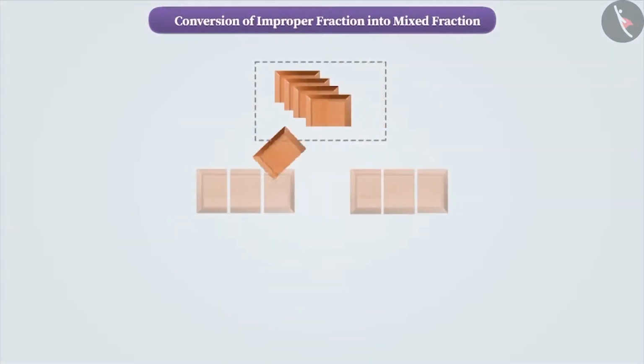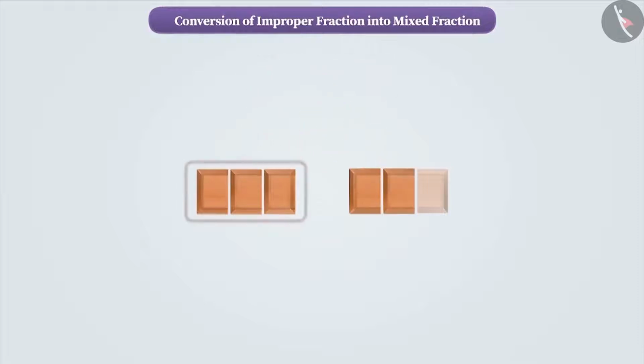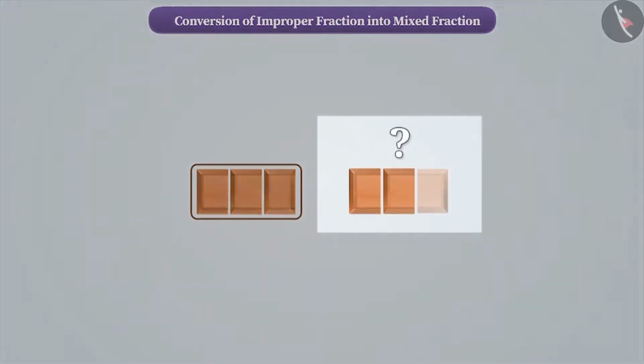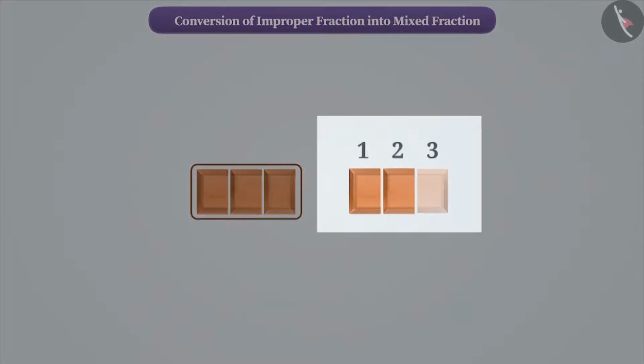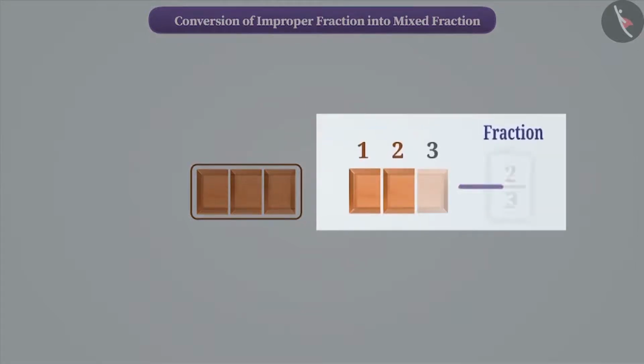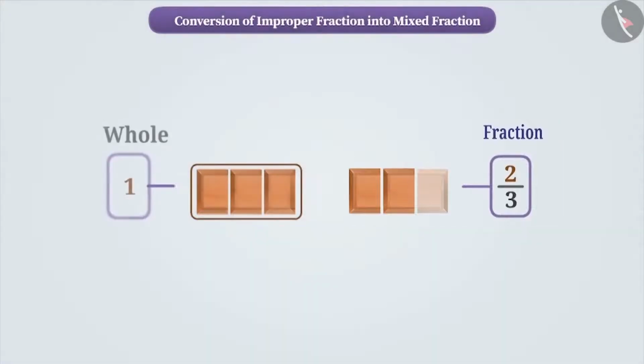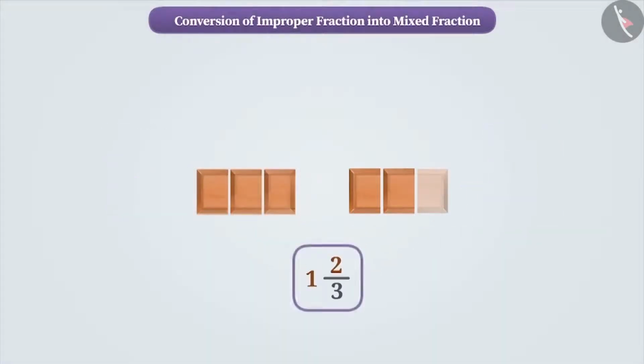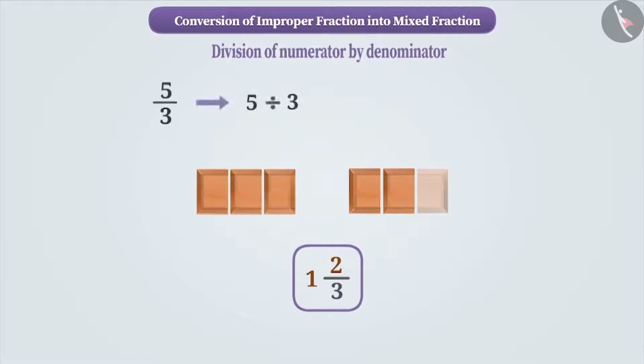If we take 3 parts from the total 5, then we will get 1 whole chocolate. Now find the fraction for the remaining part of the chocolate. Since we are left with 2 parts out of 3, the fraction is 2/3. This way, a whole chocolate and 2/3 chocolate can be expressed together as 1 2/3. In order to do this conversion mathematically, we divide the numerator by the denominator, which means we express 5/3 in division form. Upon dividing, we get the quotient and the remainder.